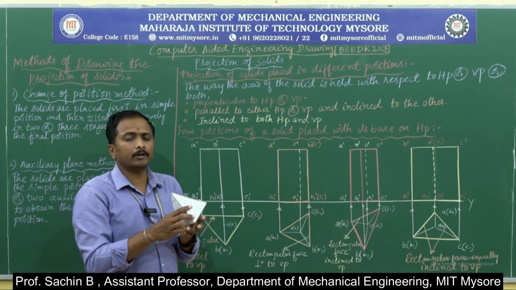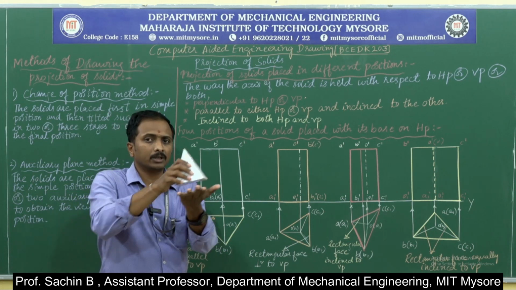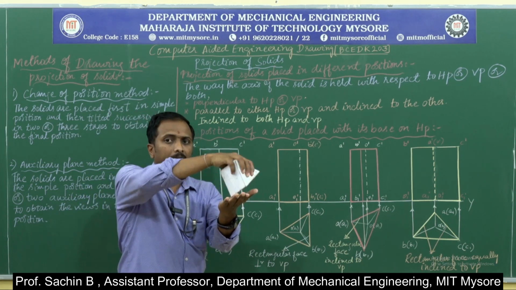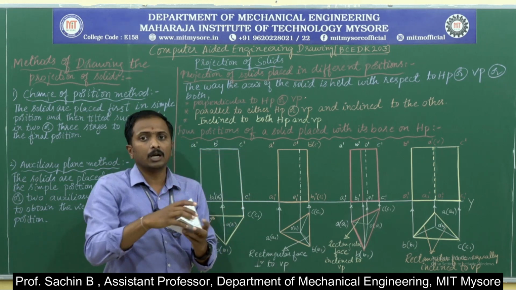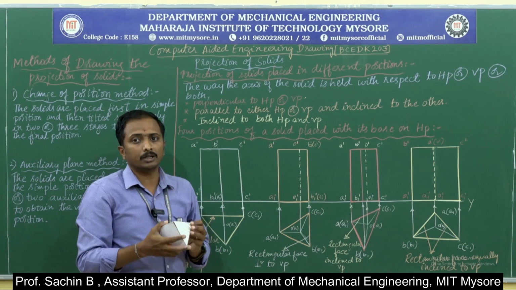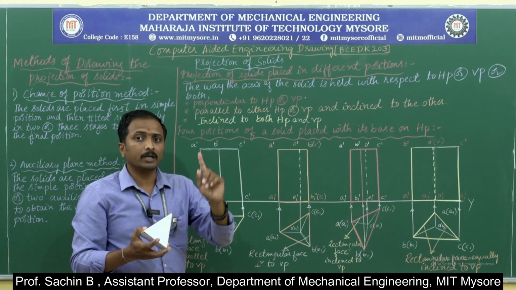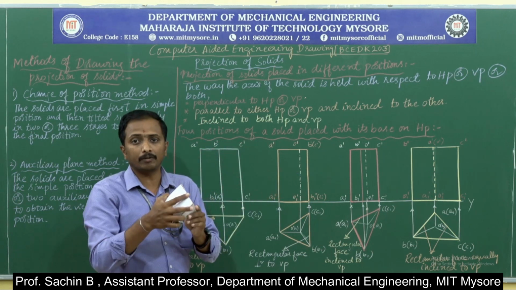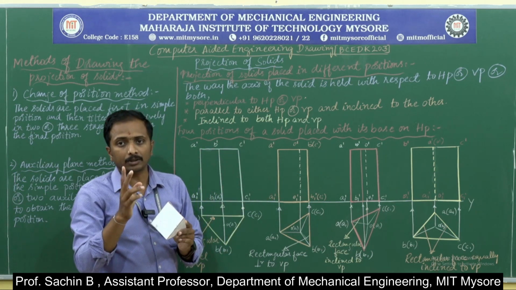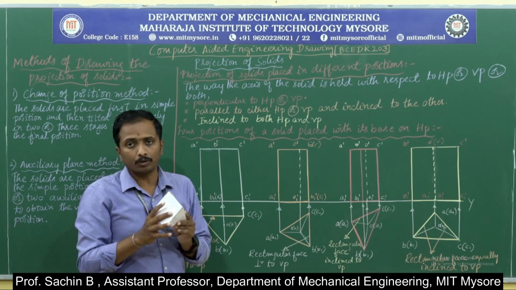When it comes to inclined to both HP and VP, the first condition will be like this, the second condition will be like this, and the last condition will be like this. I am tilting the object with reference to the given inclinations to both the planes. In the second condition it is inclined to HP, and in the last condition it is inclined to VP. Then the axis of the object will be inclined to both the planes.